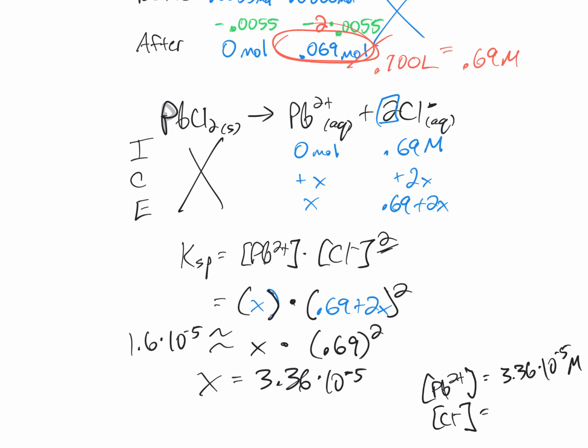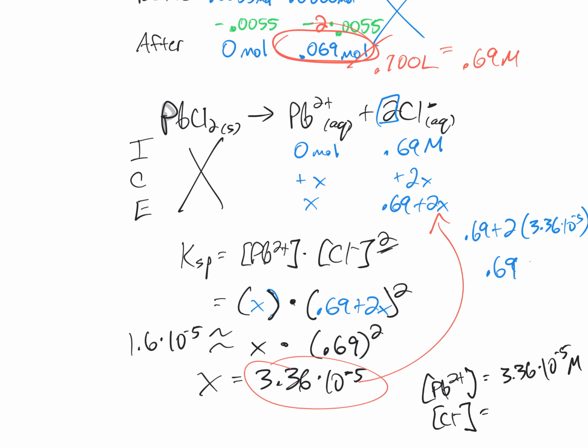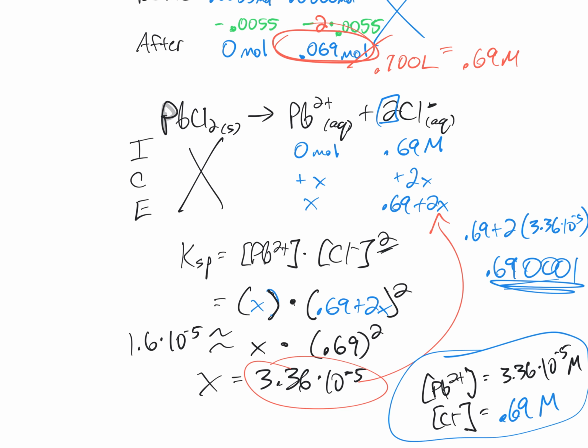I'll write this out just to illustrate it. If I plug in 0.69 plus 2 times a really small number, 3.36 times 10 to the minus fifth. If you work that out on your calculator, you get like 0.69000001. It's still roughly 0.69. So that value of x is indeed negligible compared to the concentration at the beginning of the equilibrium. And that's what I would fill in for the answers.